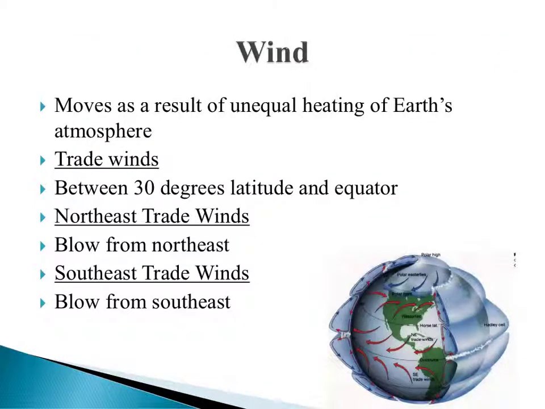So wind, of course, moves as a result of unequal heating of the Earth's atmosphere. The trade winds are between 30 degrees latitude and the equator. Northeast trade winds blow from the northeast. The southeast trade winds blow from the southeast. You're not going to have to know exactly where those are, but be familiar with them.